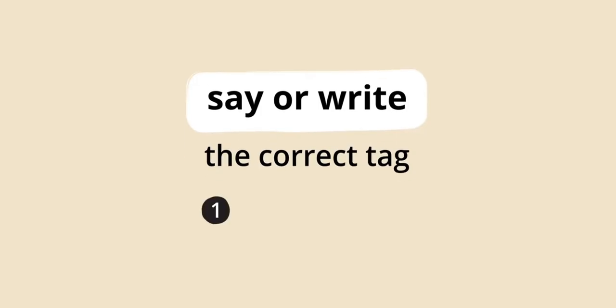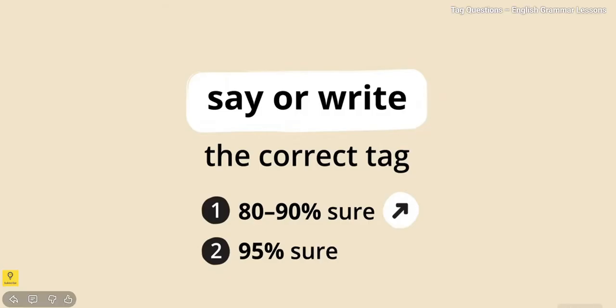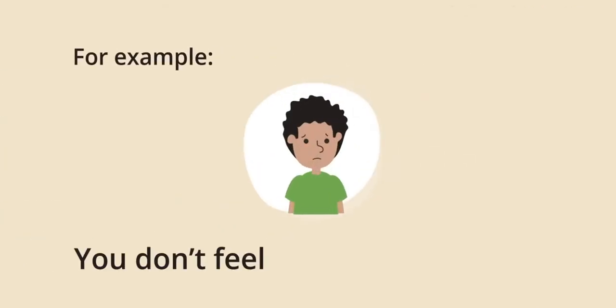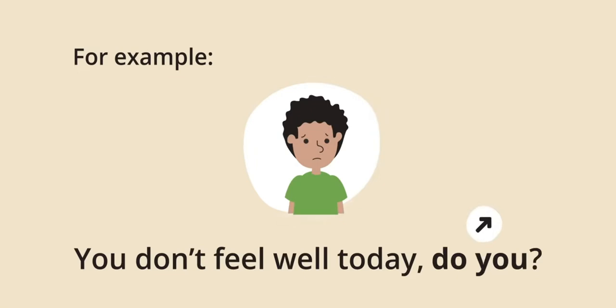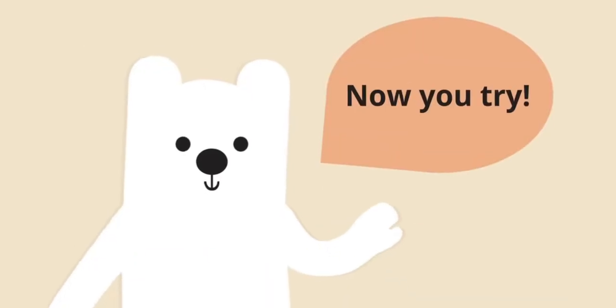Look at the picture and the sentence stem. Say or write the correct tag. Try saying each question twice. First, imagine you are 80 to 90% sure that someone will agree with you and use rising intonation. Then, imagine you are 95% sure that someone will agree with you and use falling intonation. For example, you don't feel well today, do you? Now you try.